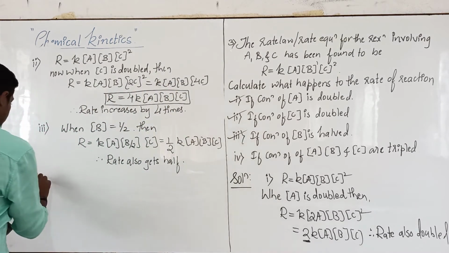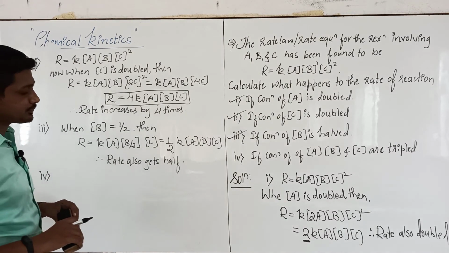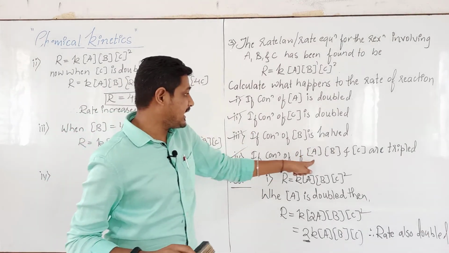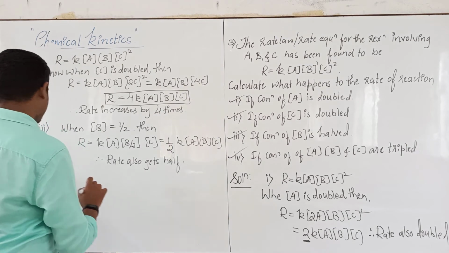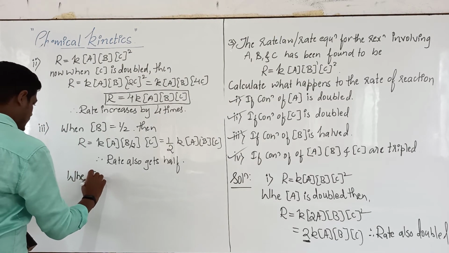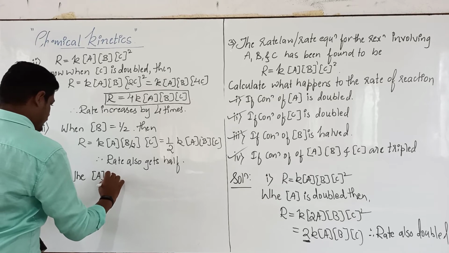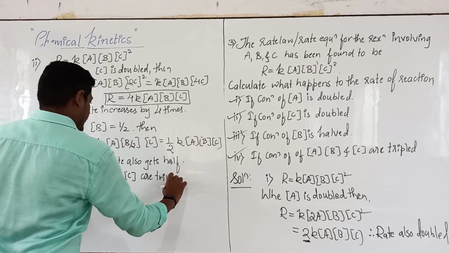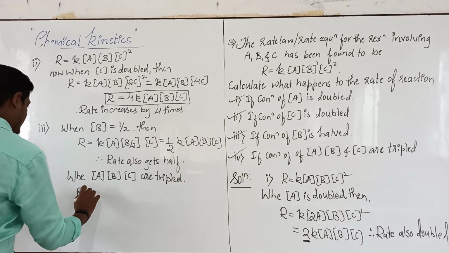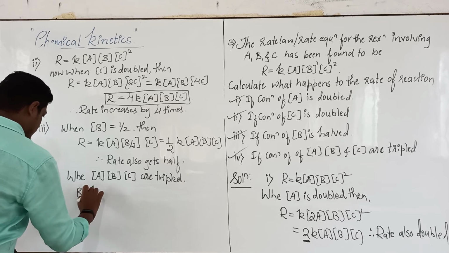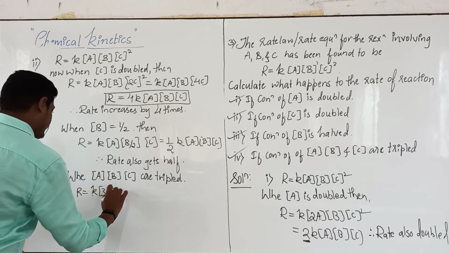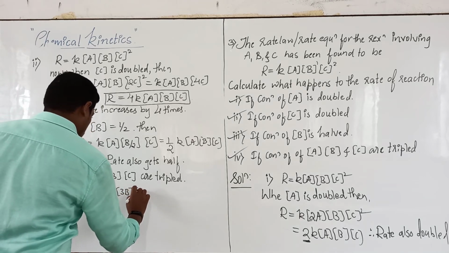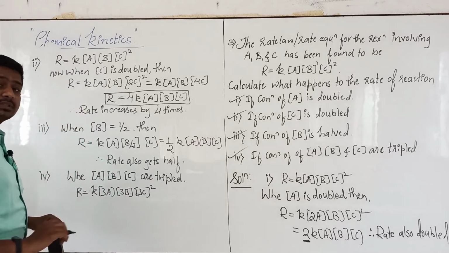Okay, so the last one, that is the fourth one. What are they saying? Yeah, here. If the concentrations of all A, B, C are tripled, then what will happen to the rate equation? R is equal to small k into tripled means 3a, it will become 3b, then 3c whole square. This will become 3c whole square.